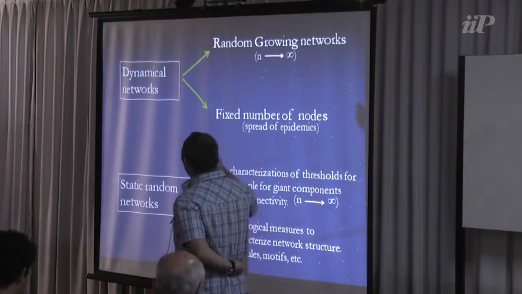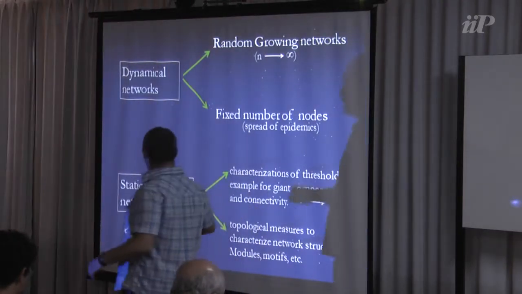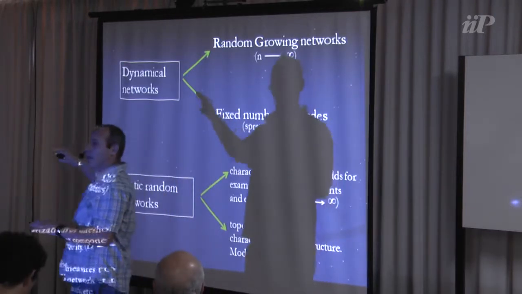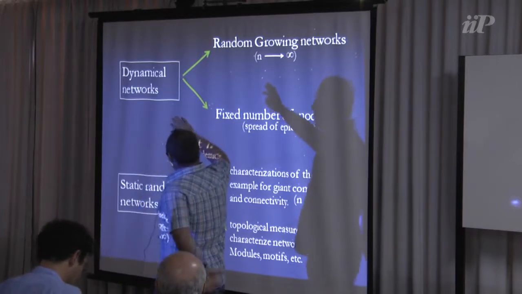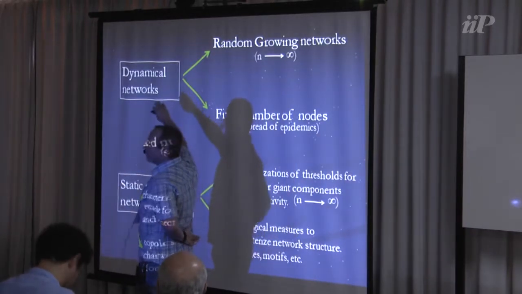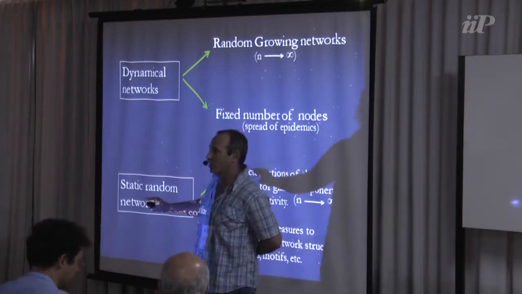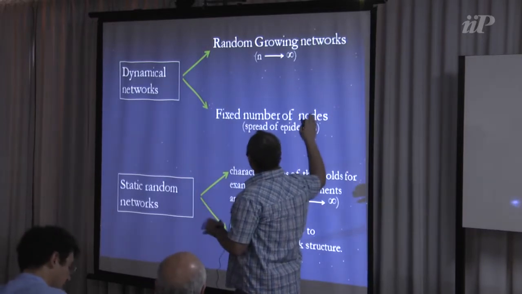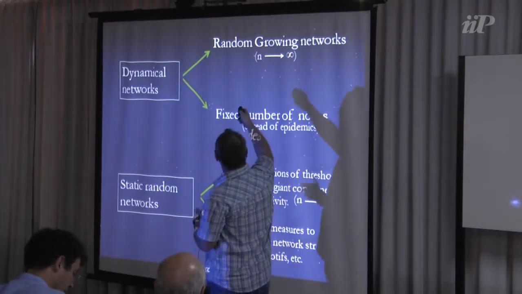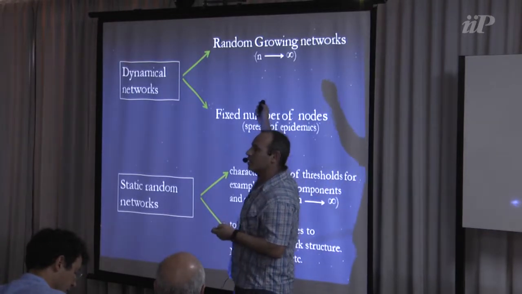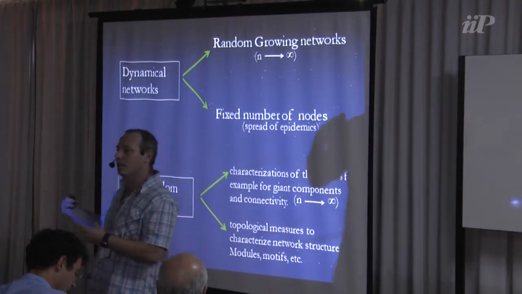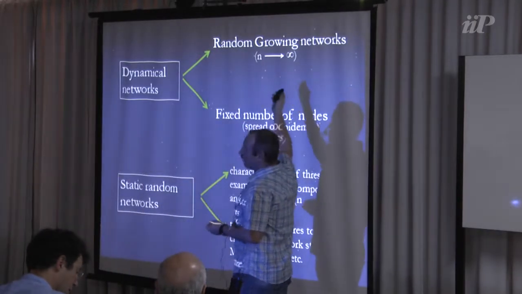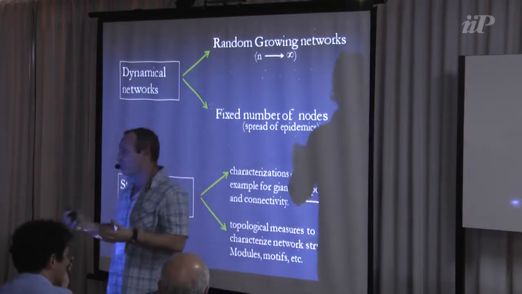The first thing is that network models are characterized by two different things: if they are dynamical or if they are static random networks. In dynamical random networks, there are some approaches or models that try to understand what happens to a network model when the number of nodes grows. So the question is, what happens when the number goes to infinity? What is the structure of that network?